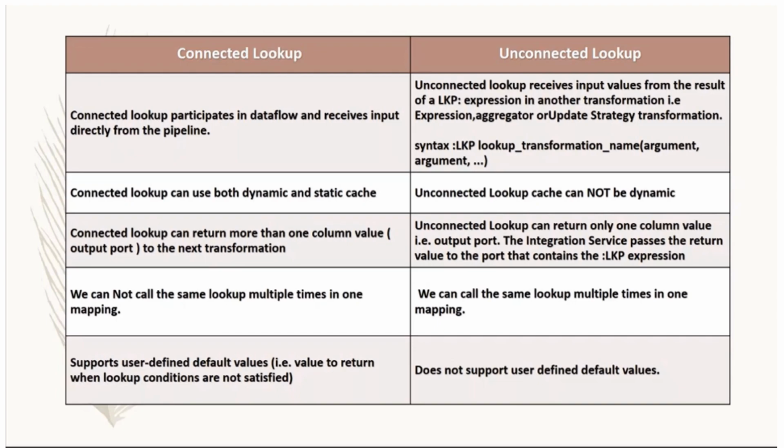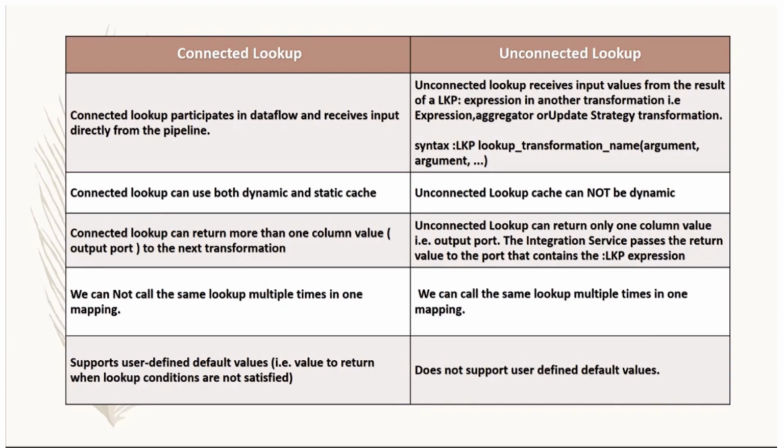Next, the difference between the connected lookup and unconnected lookup, and before that you have to know about the lookup transformation in Informatica. We use the lookup transformation to look up data in a table or a file or a view or a synonym. Internally, when you create the lookup transformation, it stores the data in cache memory based on the lookup ports and the condition which we have given in the lookup transformation. So it will be easy and faster for the integration service to query data stored in cache memory.